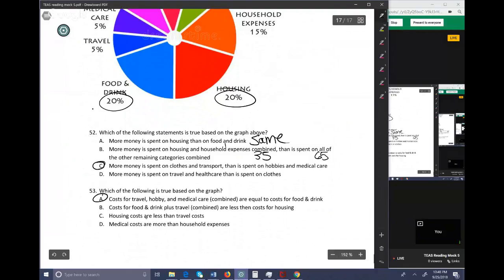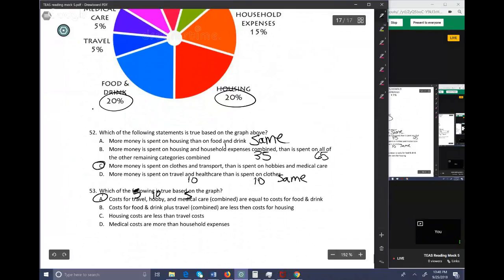So the way to do this is to just write the little numbers down as you're going along. The last one says more money is spent on travel and healthcare. So that's 10. Than is spent on clothes, which is 10. Again, those are the same, so you can't say more. On 53, I did the same thing. Costs for travel, which is 5. Hobby, which is 10. Medical care, which is 5.